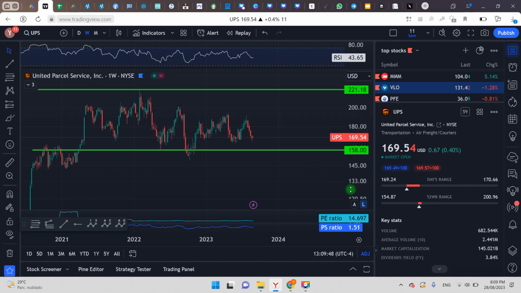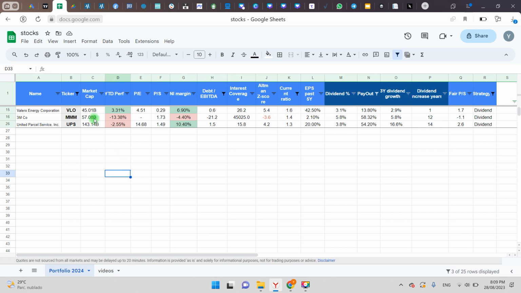And also let's have a look at the fundamental parameters. So UPS, the market cap is more than 100 billion bucks. Actually, it's the largest company in our research today. The PE ratio, price per earnings, is 14. PS is 1.5. The fair PS in my mind is supposed to be 2.6. So it's a cheap stock for now.